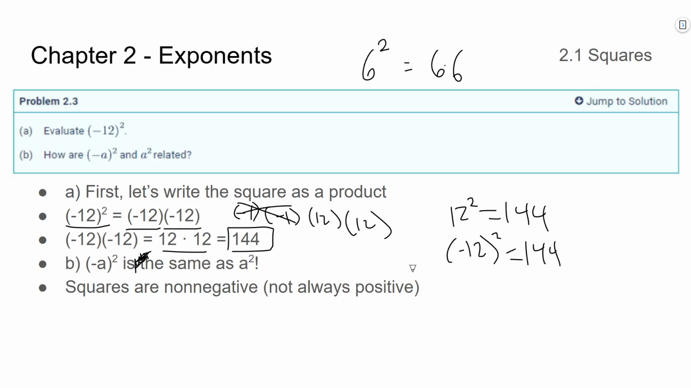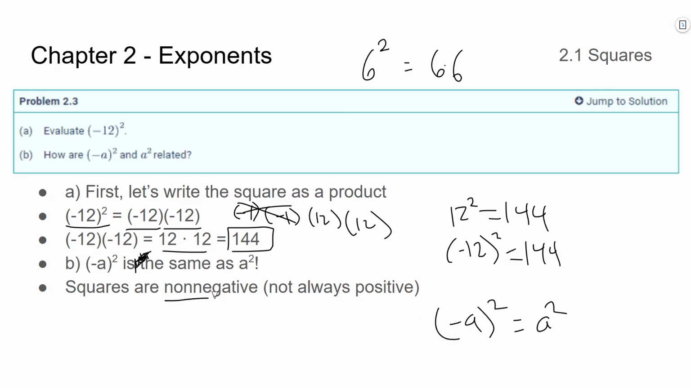The reason that they're both the same is because a negative times a negative is a positive. So if you square the negative, you're going to get a positive again. Squares will always be non-negative. You can't ever have a square that's negative. So if you do negative a squared, you're going to get positive a squared. You will never get a negative.